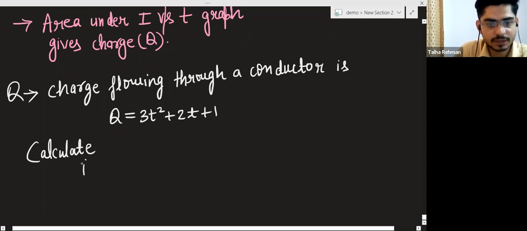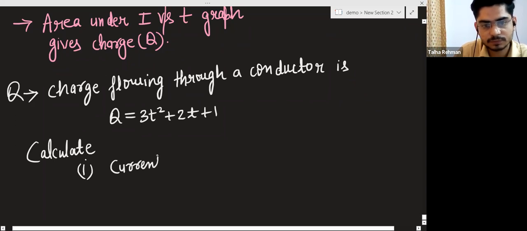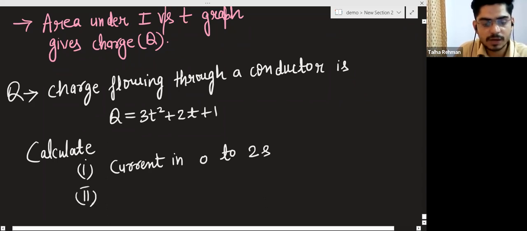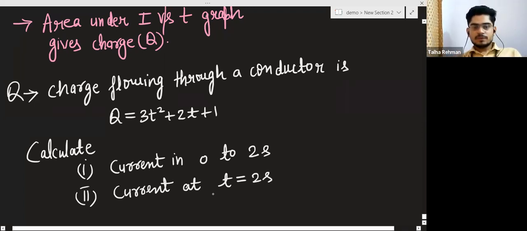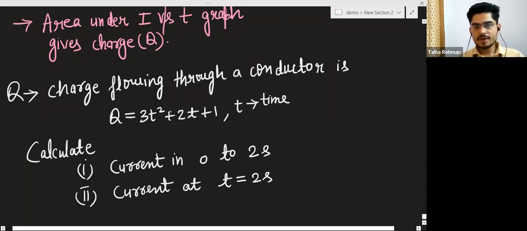So we have to calculate current in 0 to 2 seconds, and current at t is equal to 2 seconds. So charge is flowing like this, where t is time here.